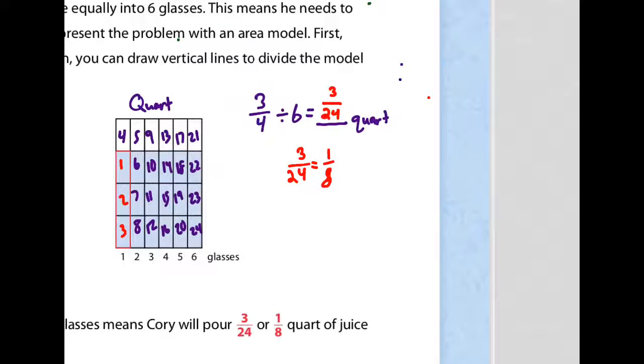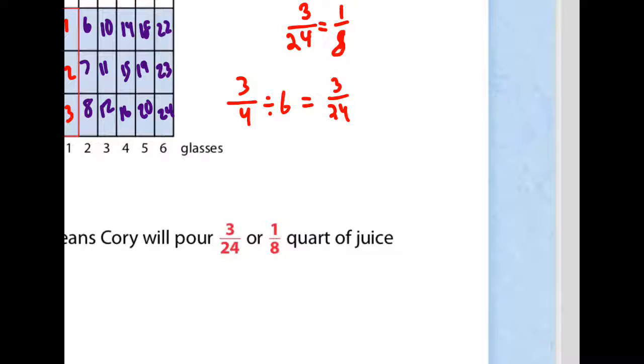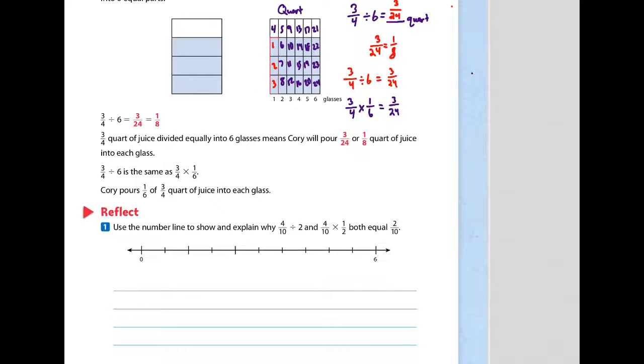Remember how we said dividing by a whole number, 3/4 divided by 6, equals 3/24. That's the same thing as if we multiply 3/4 by the reciprocal of 6. And the reciprocal of 6 is 1/6, which also gives 3/24. So we want to know why you get the same thing.